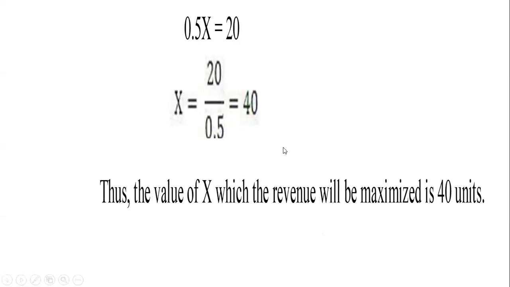So when we had 40, what does that 40 mean? The question said we should find the value of x at which the revenue is at maximum. So the value of x we have found is 40. That is, the revenue will be maximized at 40 units. That is where the solution ended. So the solution is not complete. We didn't solve the B part.